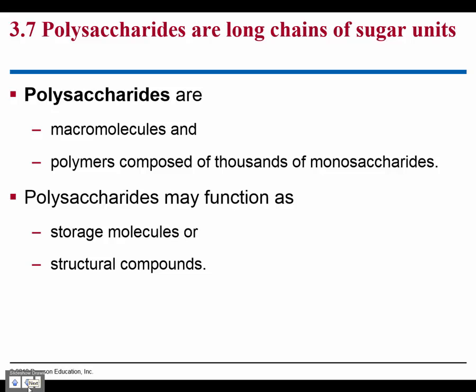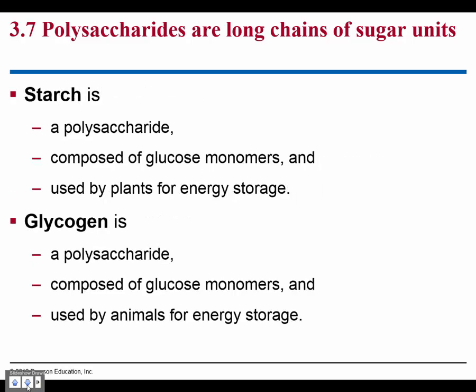Polysaccharides, they're big molecules. Macro, large, big molecules. They're polymers, so they're multiple monosaccharides linked together. And so they can be storage or they can be structural. Starch is a polysaccharide. It has glucose monomers, and it's used by plants for energy storage. Glycogen is a polysaccharide. It's glucose, but it's used by animals. So starch, plants, glycogen, animals.